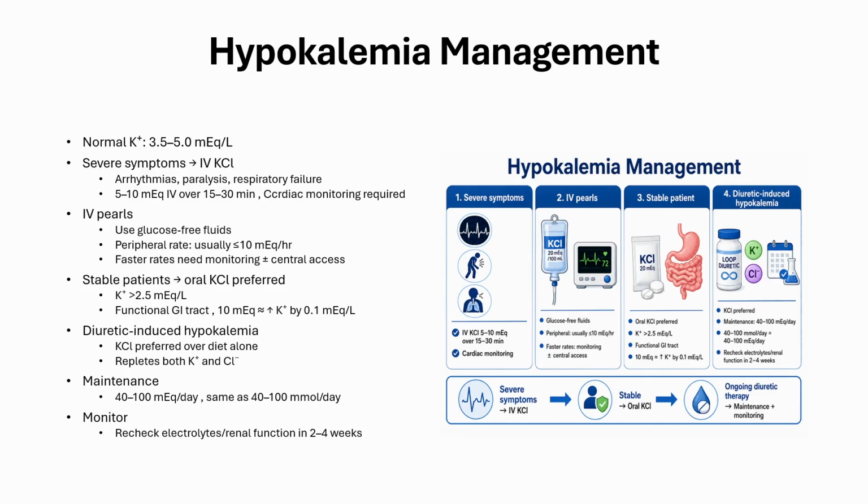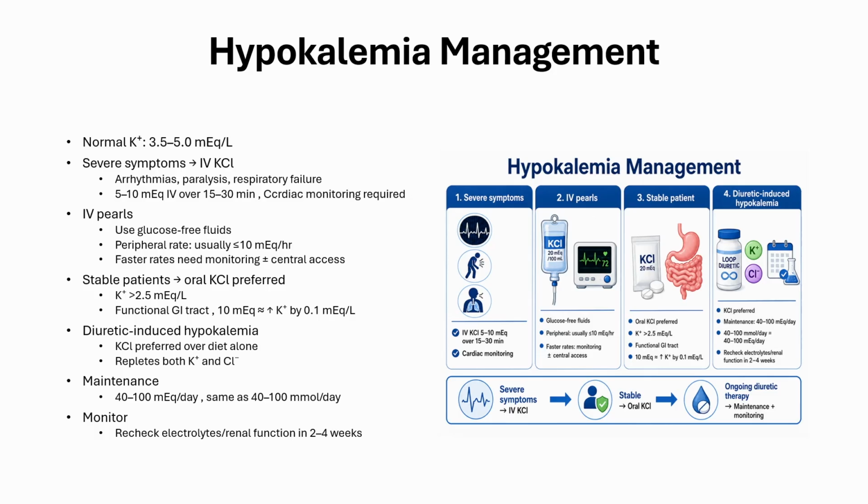For patients with a serum potassium of 2.5 milliequivalents per liter or higher, no severe symptoms, and a functioning GI tract, oral potassium chloride is preferred over IV because of lower risk of rebound hyperkalemia than IV replacement. Potassium chloride is the preferred formulation because it is the most effective for raising serum potassium. As a general estimate, 10 milliequivalents of potassium may raise serum potassium by about 0.1 milliequivalents per liter.